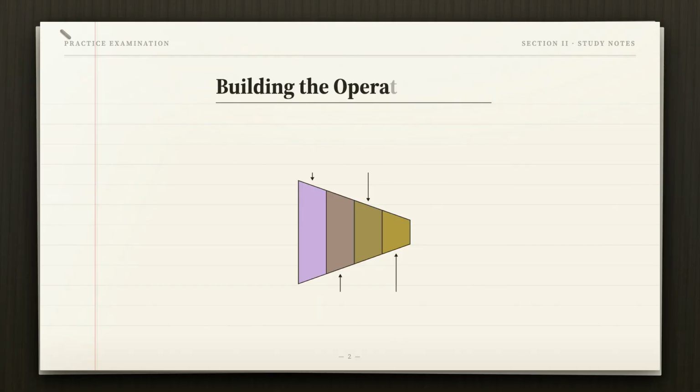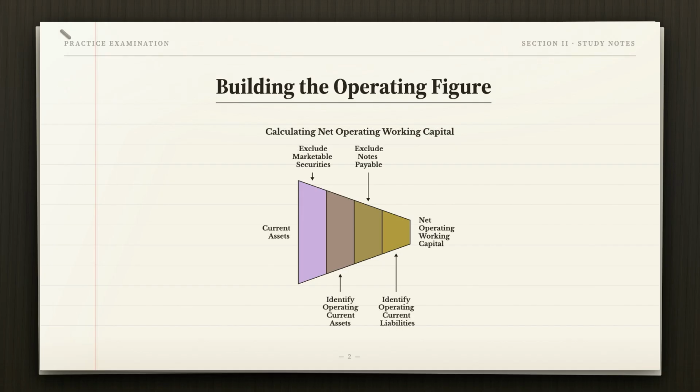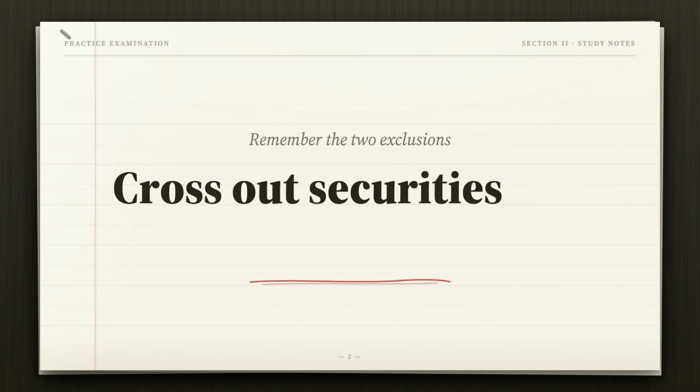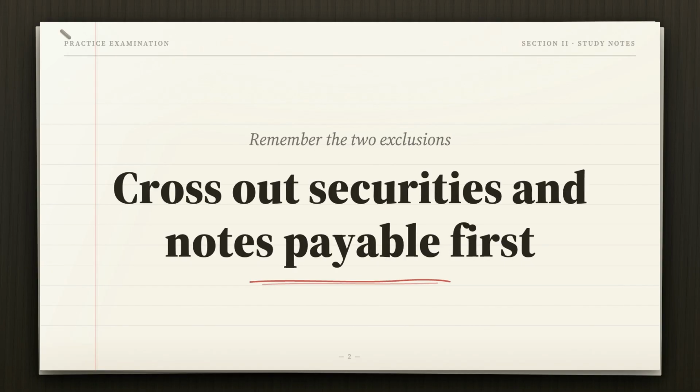First, build operating current assets by taking current assets and removing the marketable securities. Then build operating current liabilities by taking current liabilities and removing the notes payable, and subtract the second from the first. A rising figure relative to sales means operations are absorbing more cash that must eventually be funded. The reliable habit is to cross out marketable securities and notes payable before adding anything else, so they never sneak into the totals.